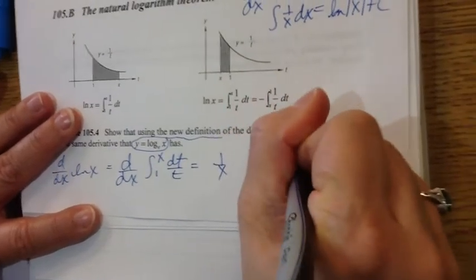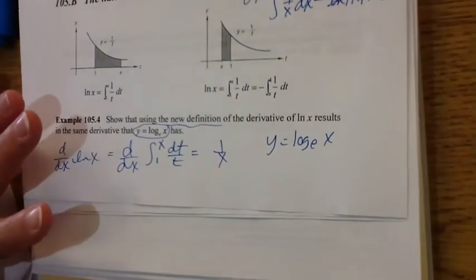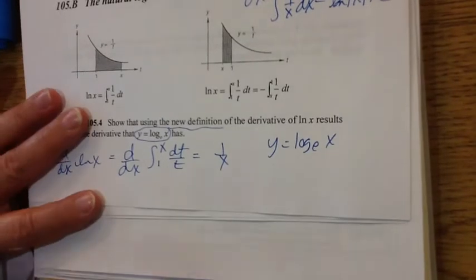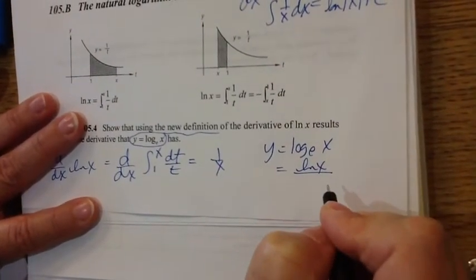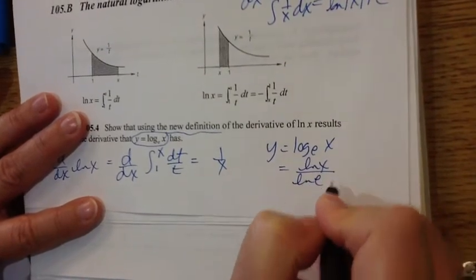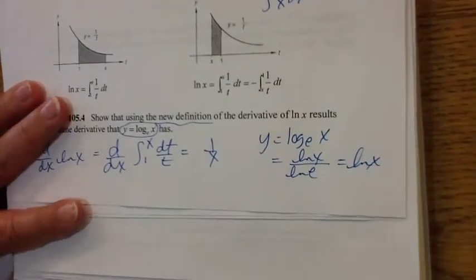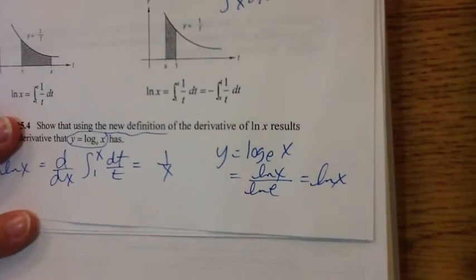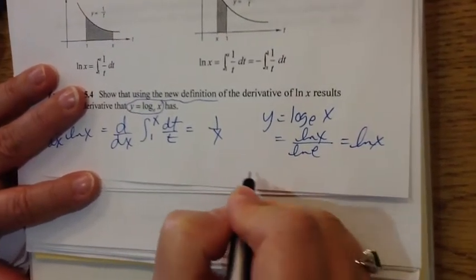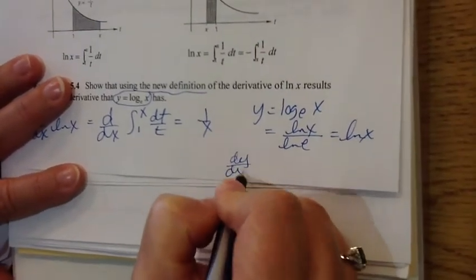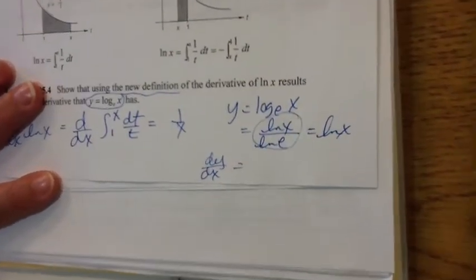y equals log base e of x. Can I rewrite that? Yes. ln x over ln e. What's ln e? 1. So I end up with ln x. It equals ln x. What's the derivative with respect to x of this one here?